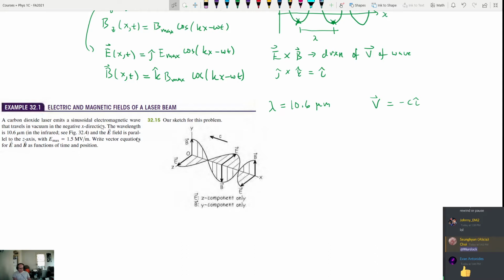It says the electric field is parallel to the z-axis, so we know that the electric field is going to be equal to some E_z times k hat, parallel to the z-axis. The wavelength is this, the E field is parallel to the z-axis. We also know that E max is 1.5 megavolts per meter.